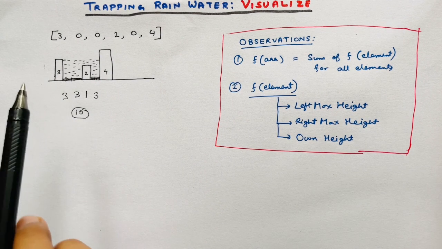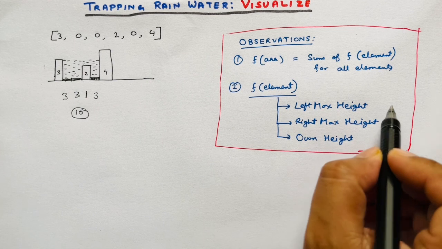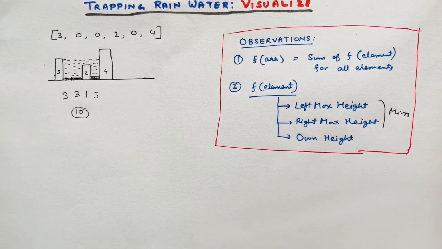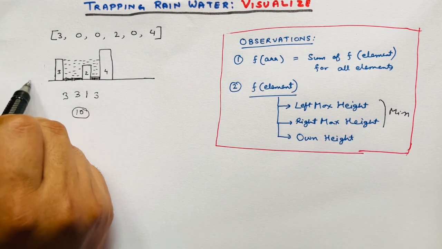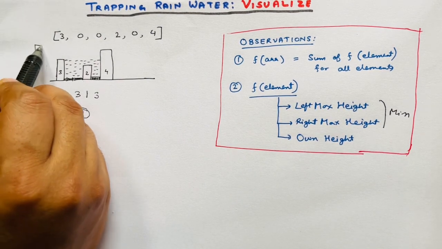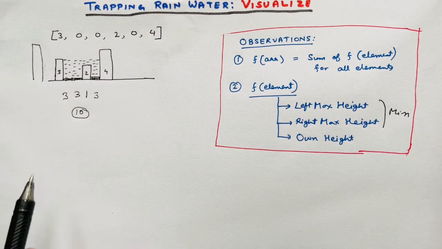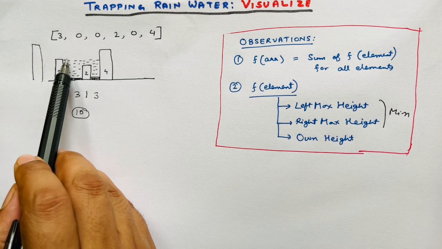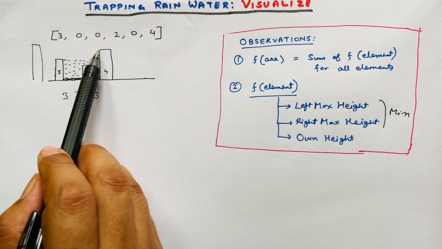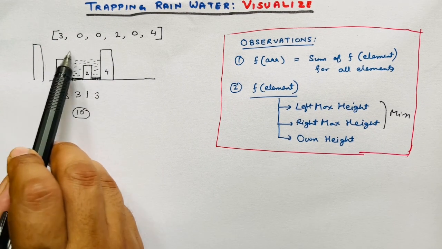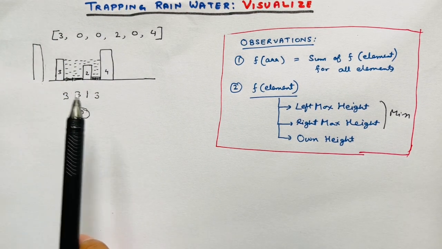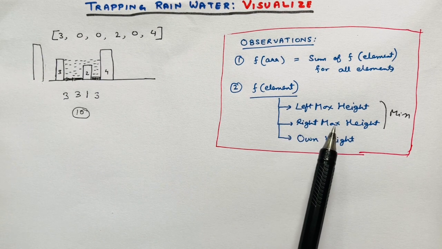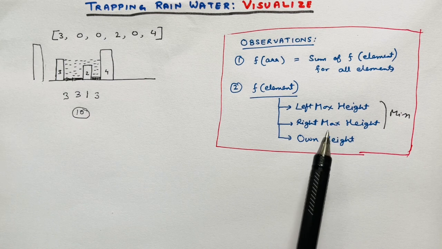Therefore, to get the water stored by one element, we take the left max height and right max height, and we get the minimum of the two. Consider, for example, if there was a bar of height 5 here. Now how would the water stored have changed? In that case, each of these elements would be able to store water till level 4, because this bar would be able to support till level 4. That is why the water stored at every element is basically the minimum of left max height and right max height.